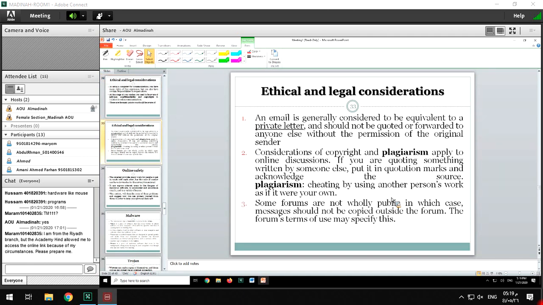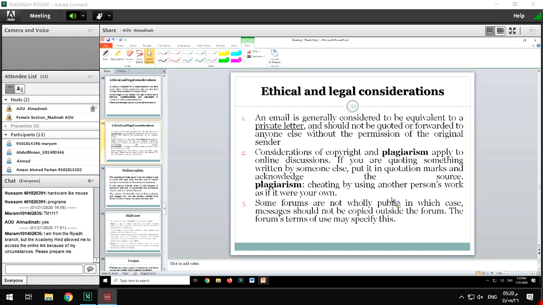For example, an email is generally considered to be equivalent to a private letter and should not be quoted or forwarded to anyone else without the permission of the original sender. This is where privacy comes in. If someone is sending you an email without mentioning others, he wants to keep this email private between you and himself. For example, your friend sends a message to you without including anyone from your family or any other friends. It means that this friend wants to keep this message private between you and himself. So you should not forward these messages to others until you have permission from them. That is privacy.